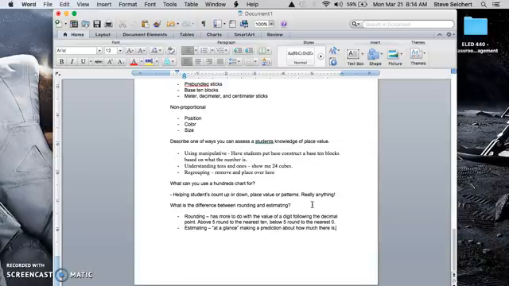And then what's the difference between rounding and estimating? Rounding has more to do with the value of a digit following the decimal point. Above 5, round to the nearest 10. Below 5, round to the nearest 100, or round to the nearest 0. So that's more or less what the ending number is, and either going up or down, either to the 10s or the 1s. Estimating is more like at a glance.